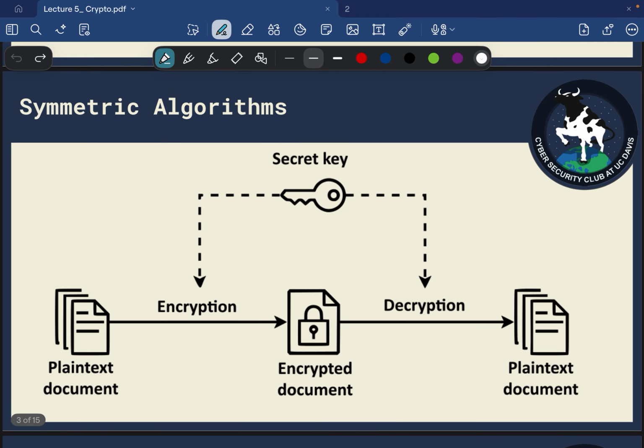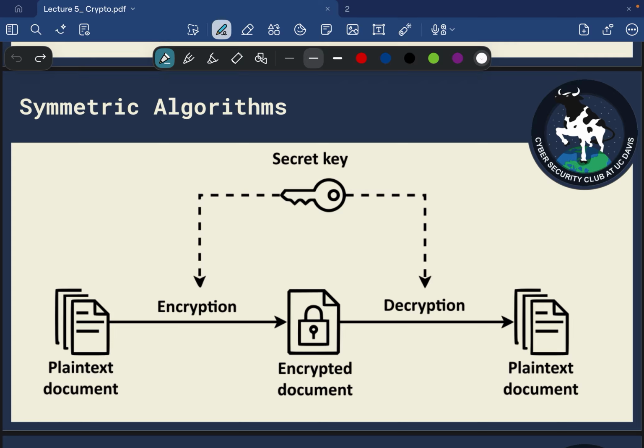Symmetric algorithms are what you would classically think of when we talk about putting a lock on something. Like if we lock the door, you use the same key to lock it and the same key to unlock it. And that's the same thing in the digital sense. We take a certain key, we use the same key to encrypt something, and we use the same key to decrypt something.